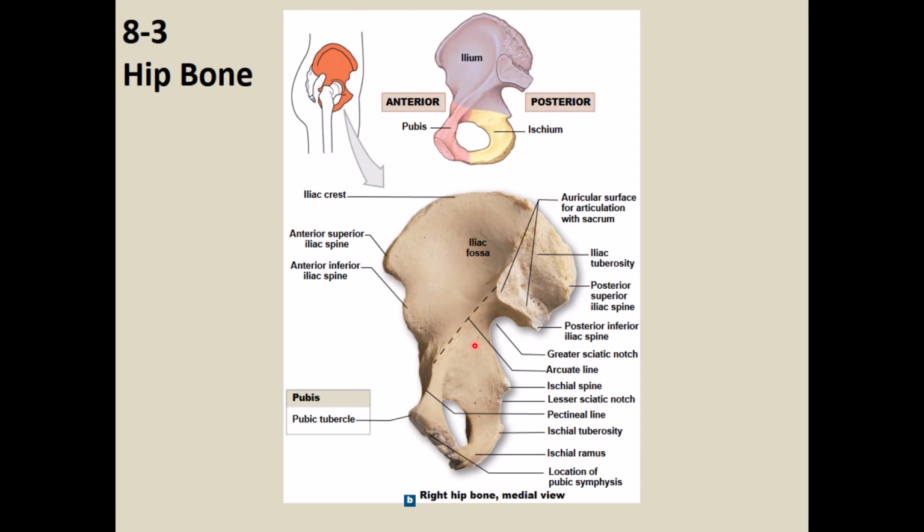So the ilium is located here, above this area. So you can see again the iliac crest. So no new information. Now, this is the spine, so anterior superior, anterior inferior iliac spine, posterior superior, posterior inferior iliac spine. No new information here. This is the greater sciatic notch, which is separated from the lesser sciatic notch by the ischial spine.